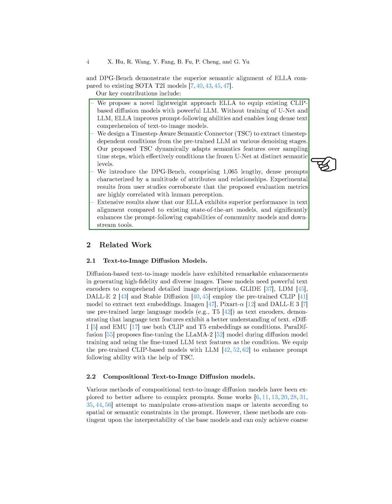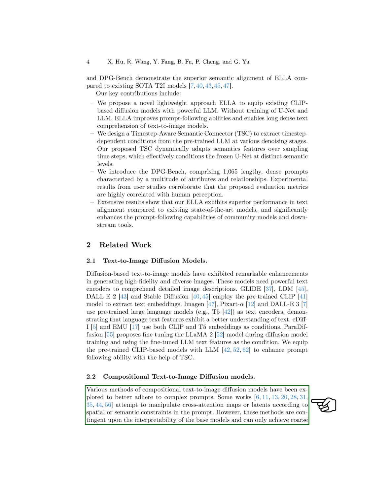Section: Compositional Text-to-Image Diffusion Models. In this section, we explore various methods of compositional text-to-image diffusion models to better understand complex prompts. We have observed that some approaches focus on adjusting cross-attention maps or latent features based on spatial or semantic constraints in the prompt. However, these methods rely heavily on the interpretability of the base models and often result in limited control over image generation.